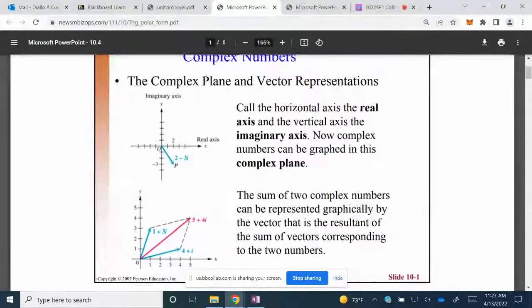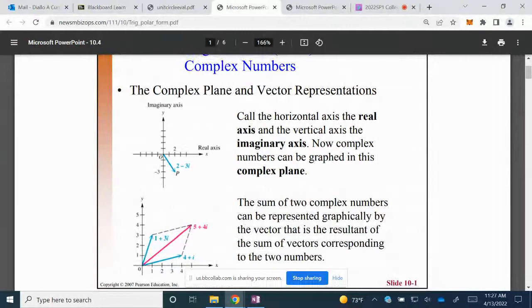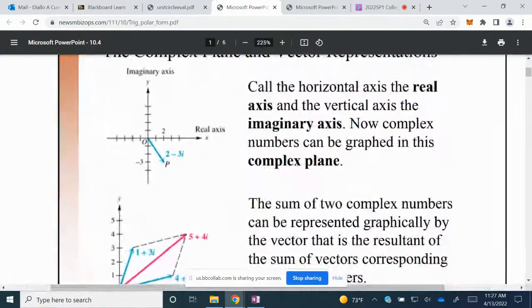Right, so taking a look at the complex plane and vector representations. Notice here we have the real axis, which is our horizontal axis, and the vertical axis, which is our imaginary axis. Here on the slide, they plotted some points, like 2 minus 3i. Notice we're starting at the origin. Since the real part is 2, that's 2 places over, and since the imaginary part is -3, we go down 3.